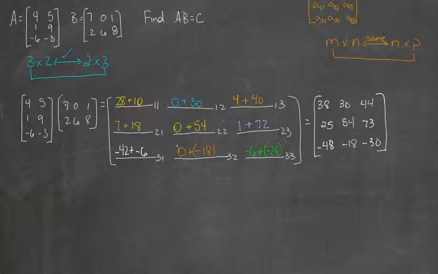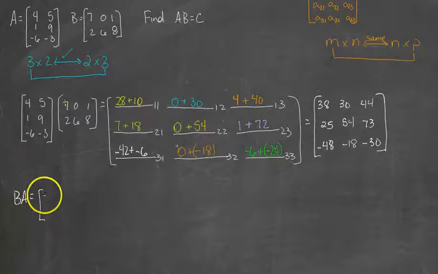All right, so now let's multiply B times A to see if we get the same thing. Are matrices commutative? I'm not sure, but let's see. Well, first I have to determine if I can multiply B times A.